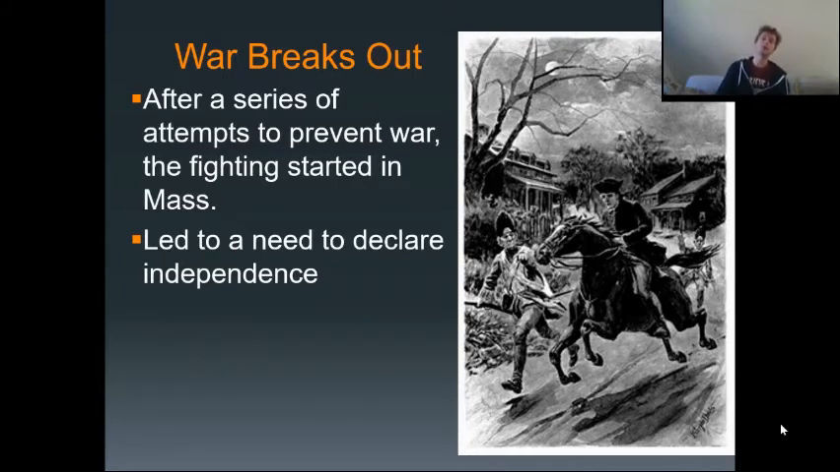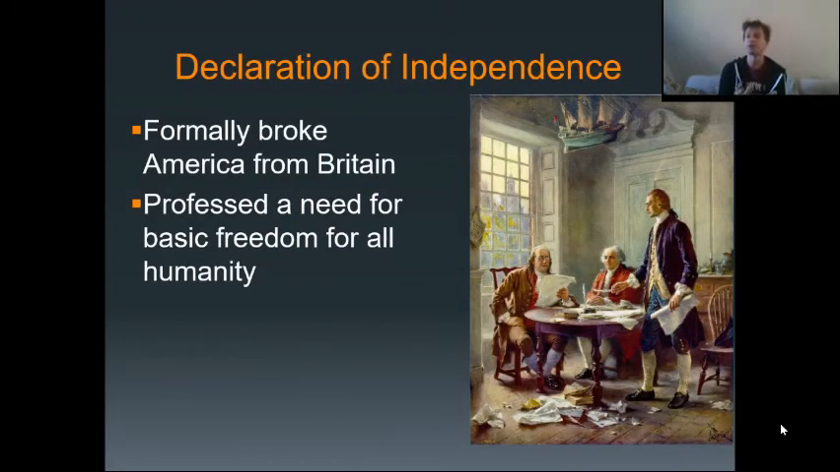So soon after all of these things, war breaks out. It starts after a series of attempts to prevent war. It breaks out when the British try to seize a store of arms in Lexington and Concord. You have the famous battle, the famous shot heard around the world, the famous Midnight Ride of Paul Revere. But what this really does is it sets out the need to declare independence. It's sort of like the point of no return between the British and the colonies.